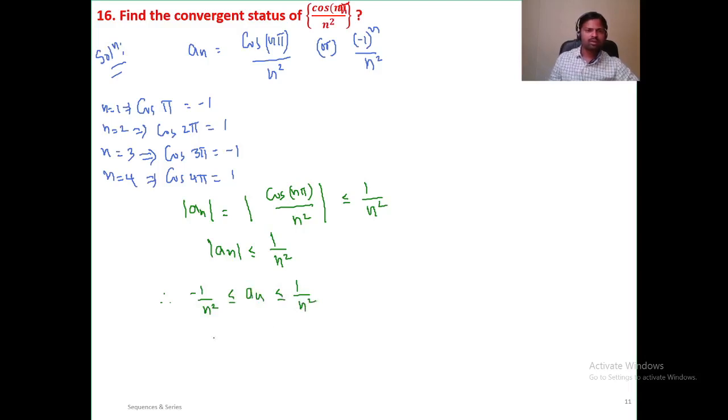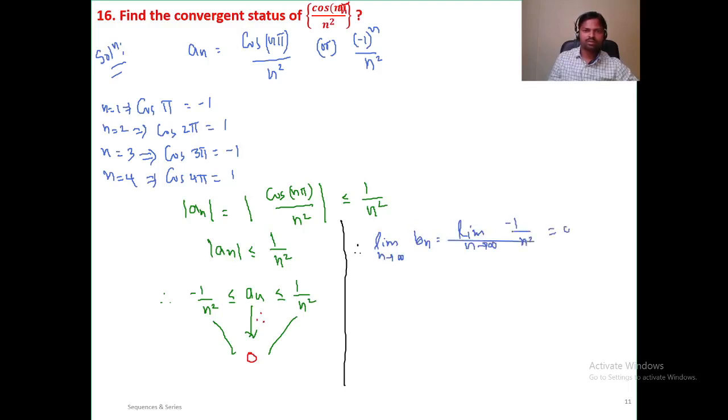Now look, both the upper and lower bounds are converging to the same limit 0. Therefore the middle one also converges to the same limit 0. That means limit n tends to infinity of Bn, the lower bound, which is minus 1 upon n square, is 0. Therefore the lower sequence converges to 0.